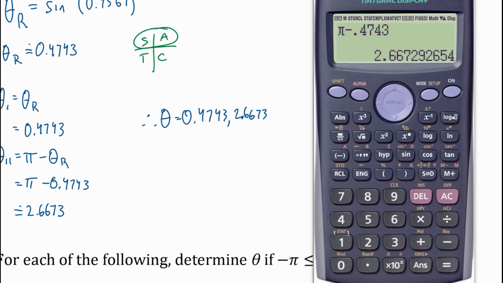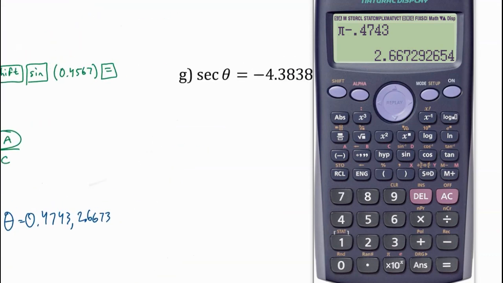Yeah. So don't do it in degrees. I don't want to see any degrees on your test either, right? So don't do it in degrees and convert. You got to do it in radians. So make sure your calculator's in radians.